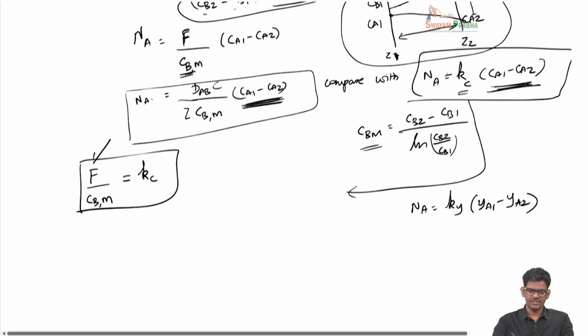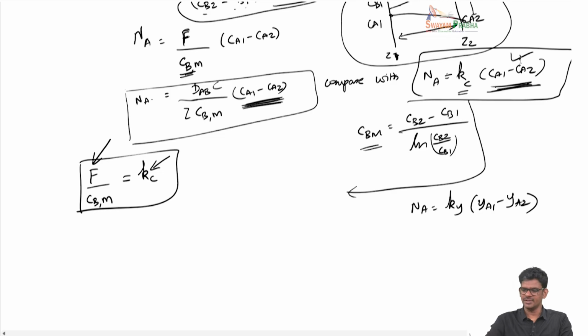Sometimes you are given this mass transfer coefficient F through some correlations, but you may want to get small kc because you want to work with this kind of mass transfer rate, and this is an equation where you can relate the two mass transfer coefficients. To do this, you have to know the logarithmic mean concentration difference of component B. Once you know that, you can relate this.